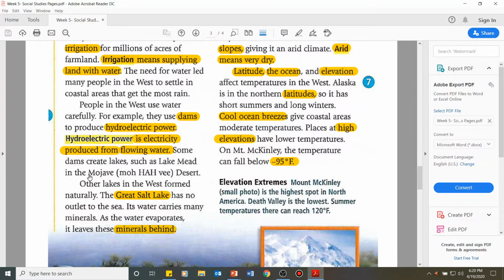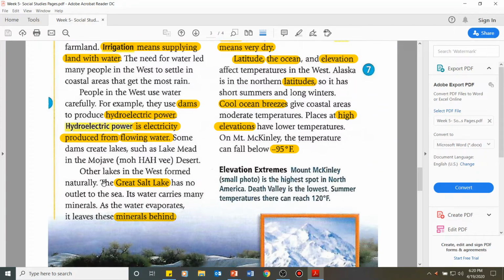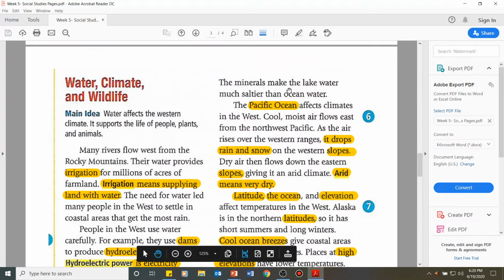Let's continue reading. Other lakes in the West form naturally. The Great Salt Lake has no outlet to the sea. Its water carries many minerals. As the water evaporates, it leaves these minerals behind. The minerals make the lake water much saltier than ocean water. So as I explained quite a while ago about the Great Salt Lake, there's a lot of minerals. That's why it becomes saltier every year.